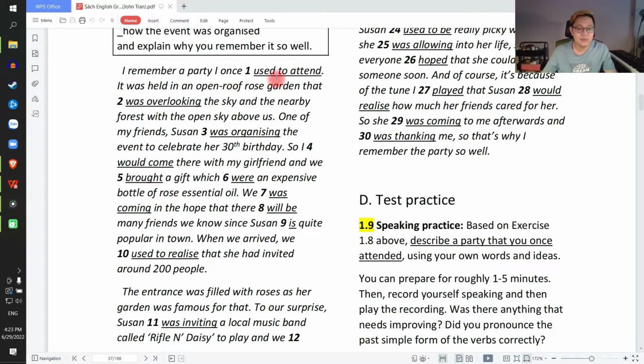Okay, so number one, I remember a party that I once attended. Because why? The event only happened once. It's not a past habit. So it's attended in the past.